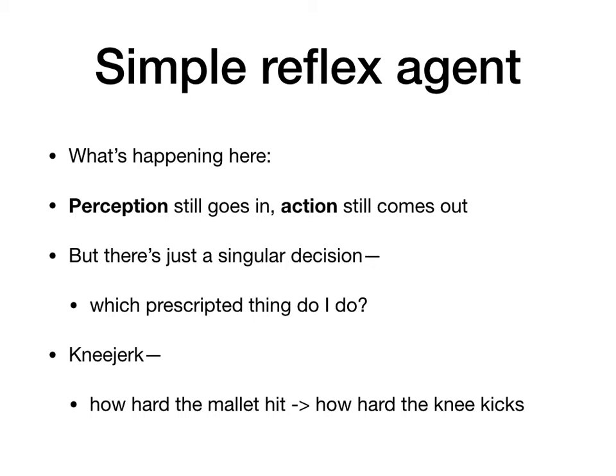So what's happening? Perception goes in and action comes out. And there's just the one decision. What am I prescribed to do? The knee jerk is, how hard did the mallet hit me? How hard should I kick? Or not at all if it's under a certain threshold. Okay, so that's simple agents.